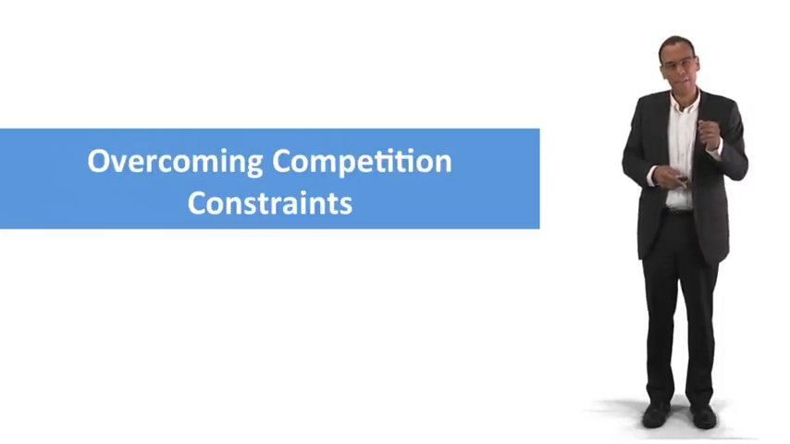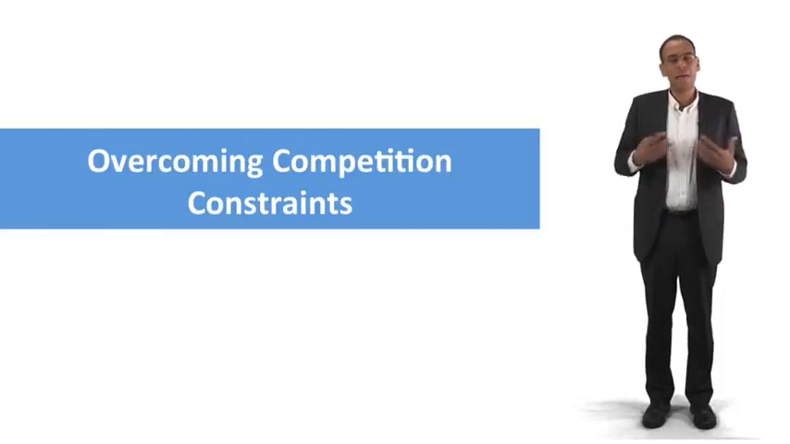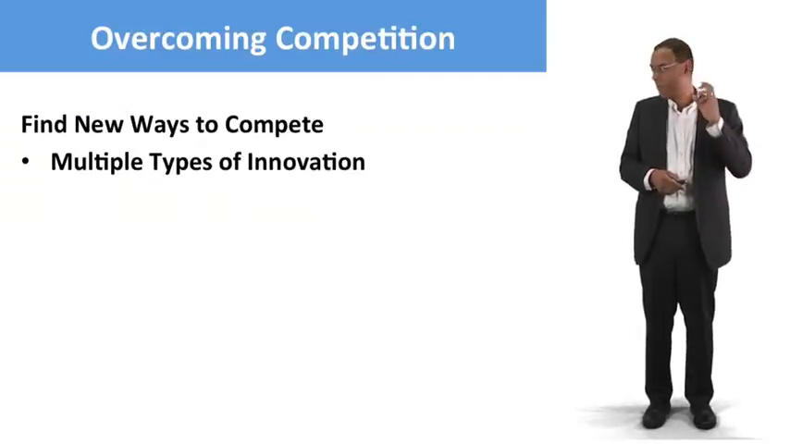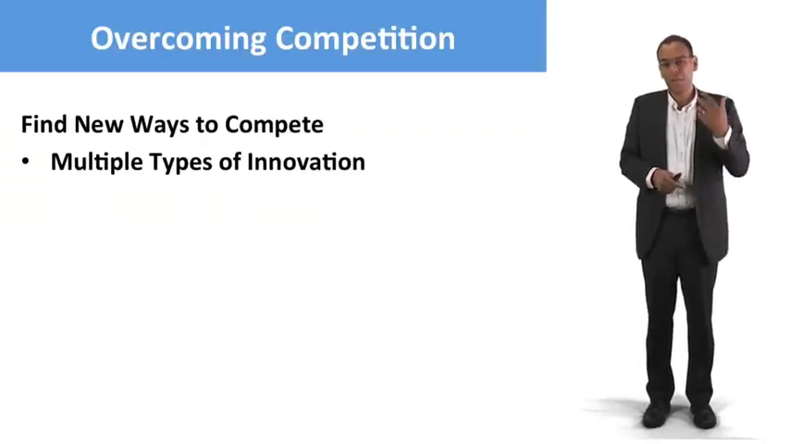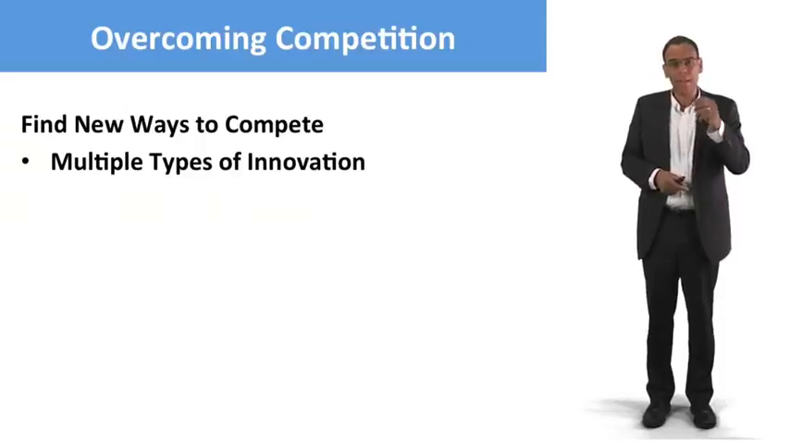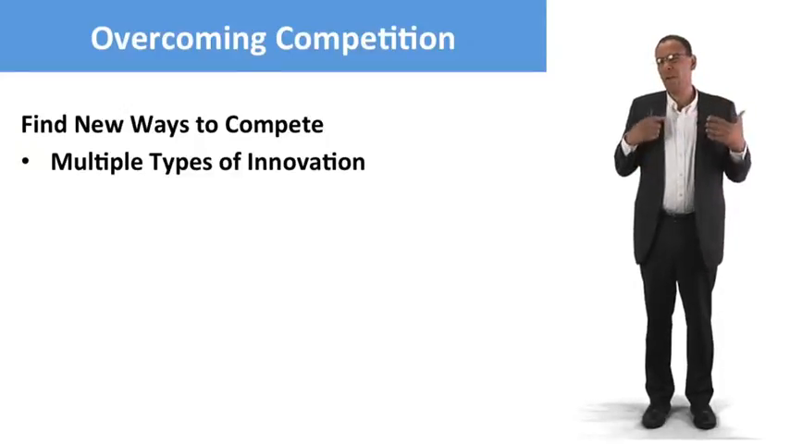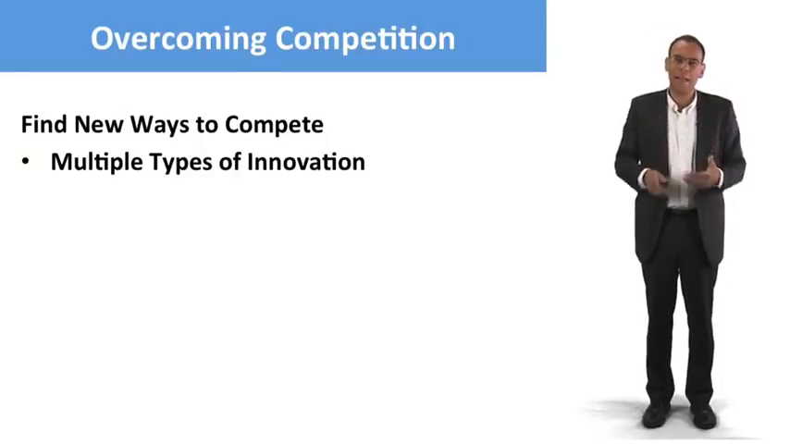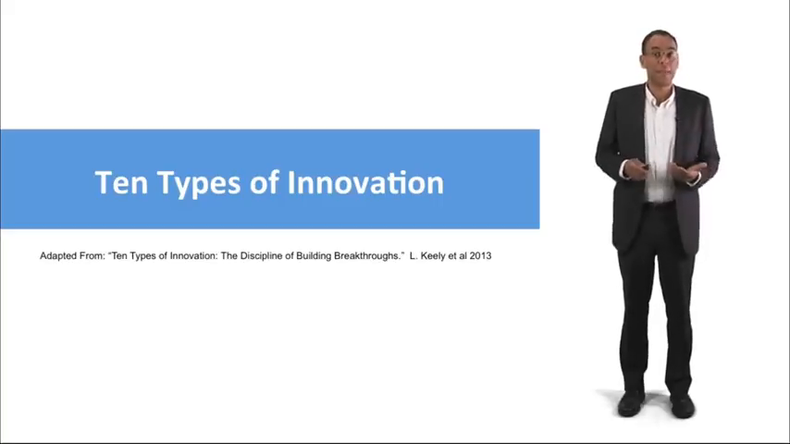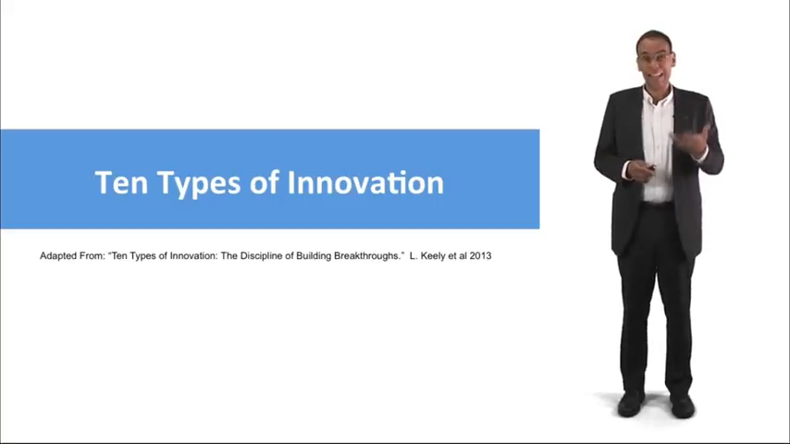So if we have these kinds of competition constraints, what can we do? How can we overcome them? One thing is finding new ways to compete. There are multiple kinds of innovation. I'm going to talk about it in a moment. We think about what the different kinds of innovation are that we could apply. There are different approaches to these multiple types of innovation. I'll show you one here. This is 10 types of innovation.